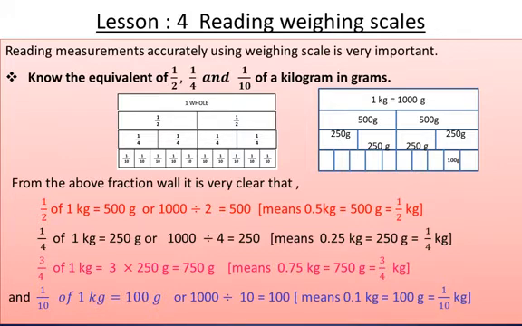First, we will find the equivalent of half, quarter and 1/10 of a kilogram in grams. Here you can see a fraction wall. In it, 1 whole is made into 2 equal parts, meaning 2 halves. Then 4 equal parts, where each one is called a quarter. The next one has 10 parts. I divided a whole into 10 parts and each part is called 1/10, which we already learned in our fractions chapter.